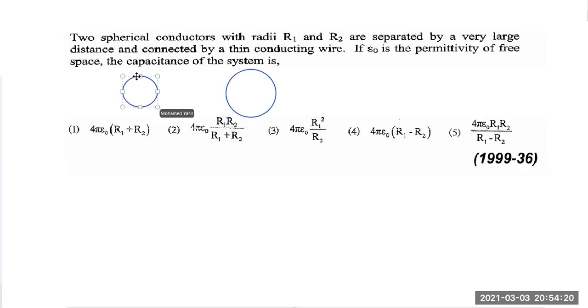We don't know which one is bigger, but I'm just drawing. And they are separated by a large distance, and they are connected by a wire like this. Let's take the radius of this as R1, and let's take the radius of this as R2. Right. If epsilon naught is the permittivity of free space, the capacitance of the system. Okay, the capacitance of the system.